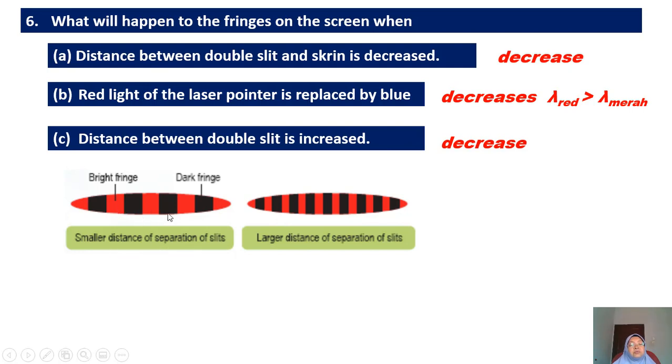We have not many fringes here because the distance is bigger here. But here we have a larger separation of slit. This is for X is smaller. When X is smaller, A is bigger here. So we use A bigger here. Okay, so we have smaller fringes here. So X is smaller.